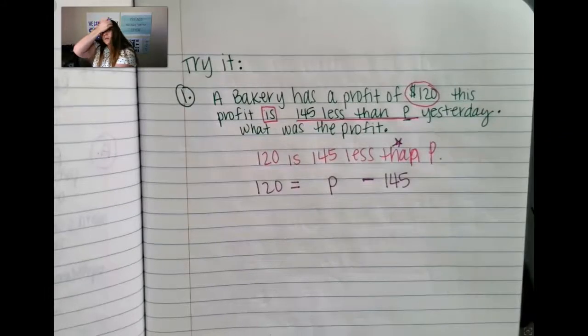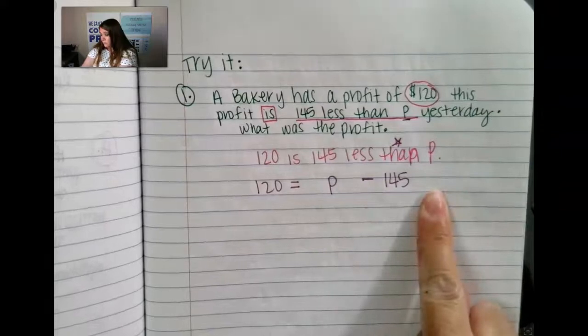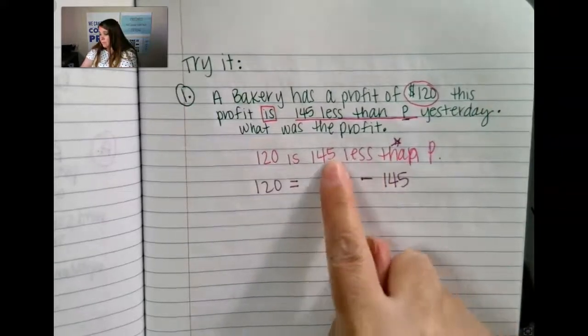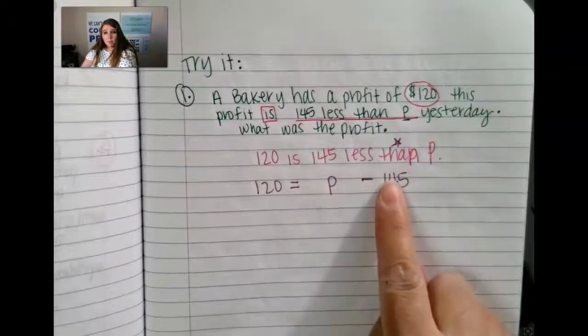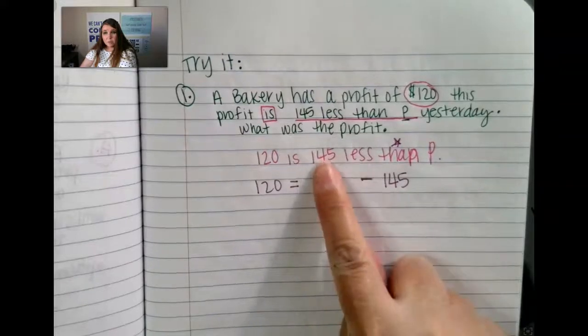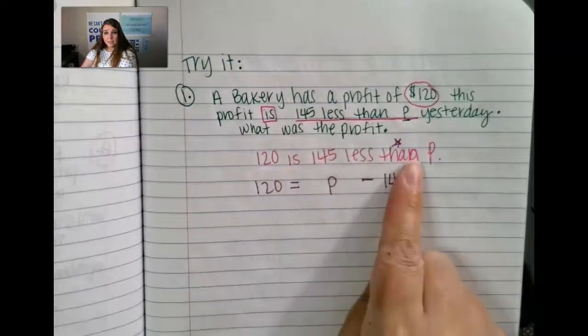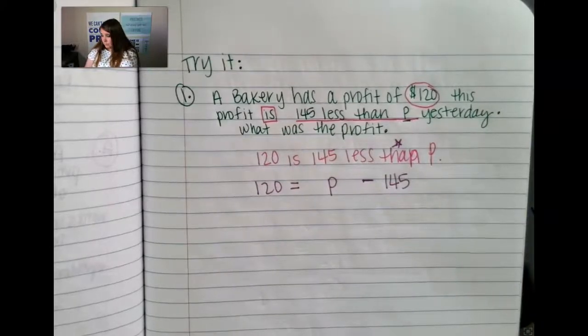Okay, so now what I want to do is solve this. So this is my equation. I'm switching because 145 has to be less than P. So I have my P and 145 is less than the P. So that's why I put those two on opposite sides. You might want to make yourself a note about that.